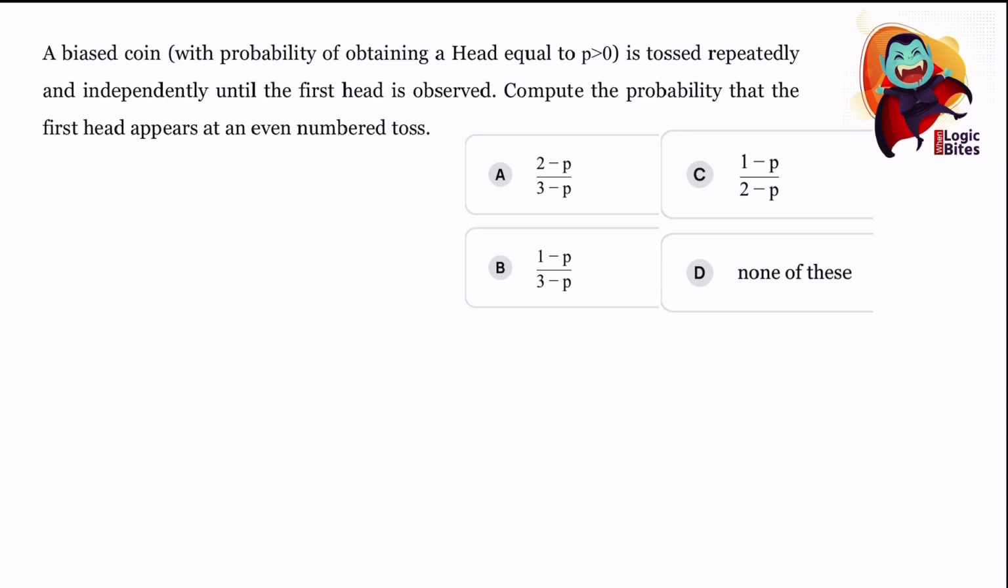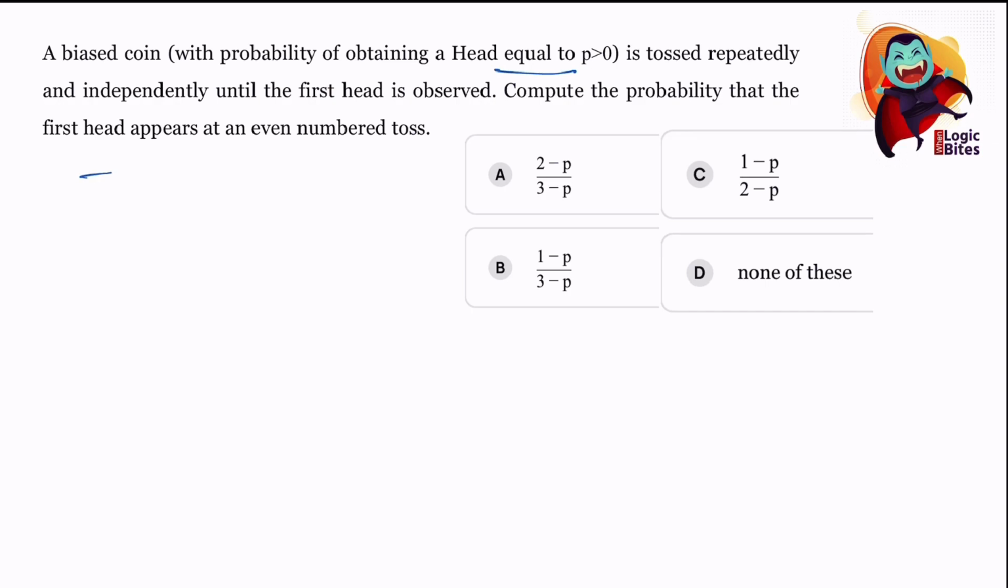A biased coin is tossed repeatedly and independently until the first head is observed. So it is tossed n number of times till the time we get a head, and the probability of getting head is p, where p is more than 0. Definitely, it has to be. So, compute the probability that the first head appears at an even numbered toss. At an even numbered toss.